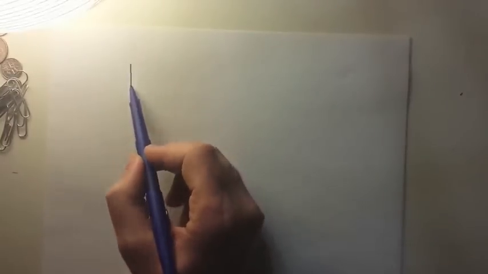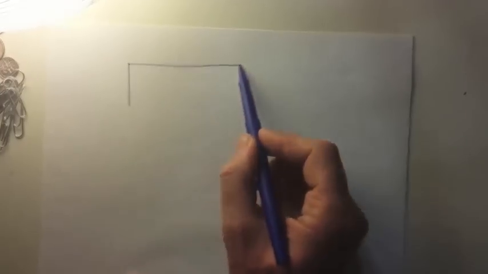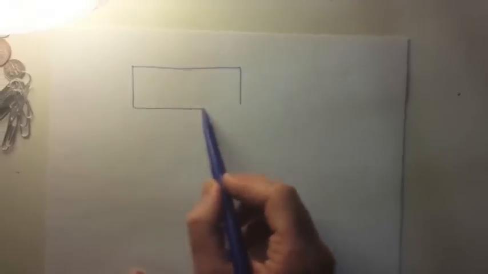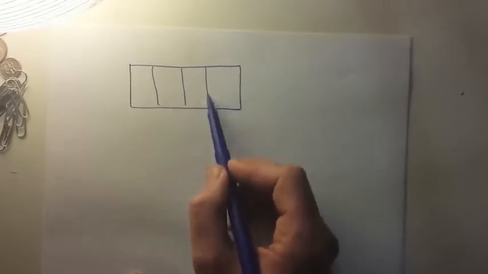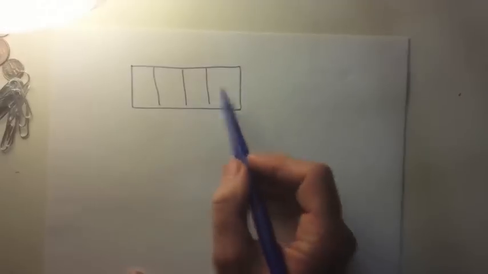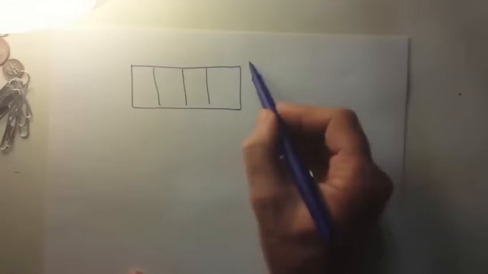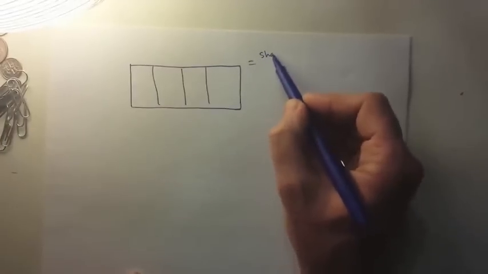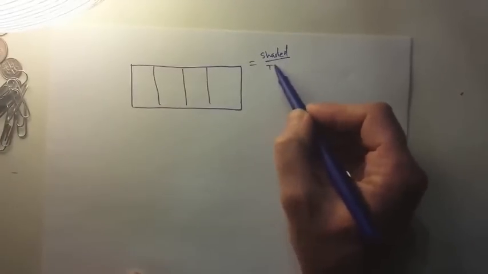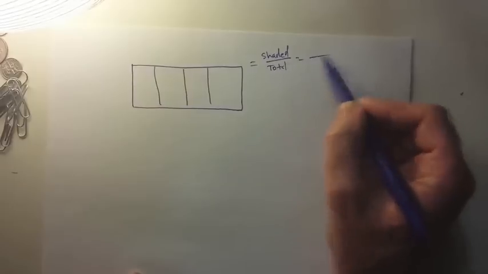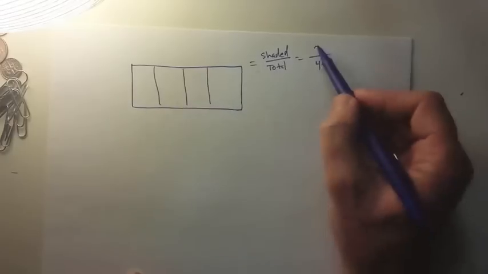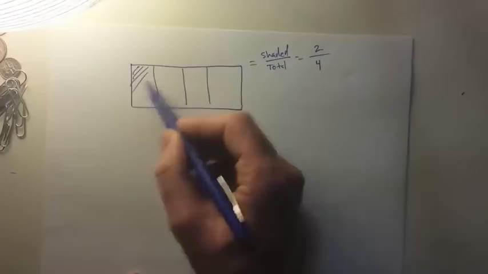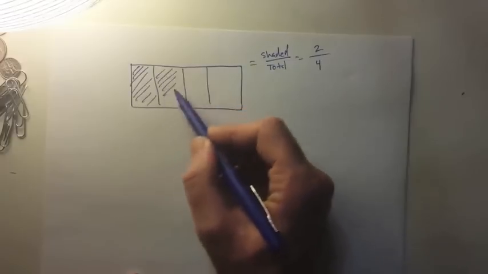Okay? So here we're going to draw our big rectangle. Now I'll tell you what, this is something you're probably going to want to put in your notes. You can decide, but you're going to see. Now I want to make it into fourths. So that means I divided it into 4 equal pieces, 1, 2, 3, 4. And I want to make it 2/4. So that's going to be shaded over total. The total was 4, 1, 2, 3, 4. And the shaded I want it to be 2. So I got to shade in 2. And so now I've made 2/4.